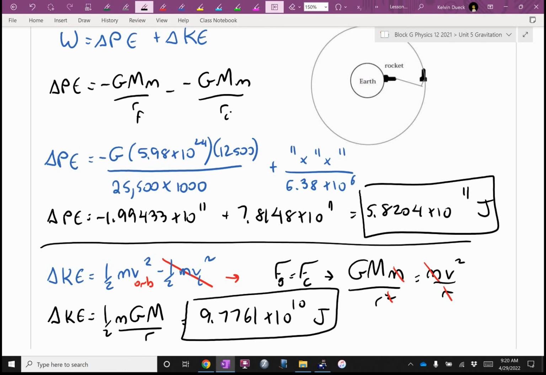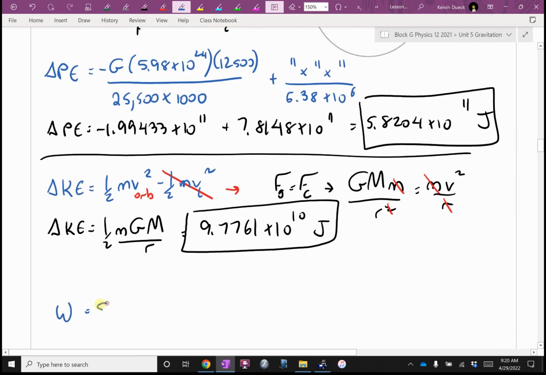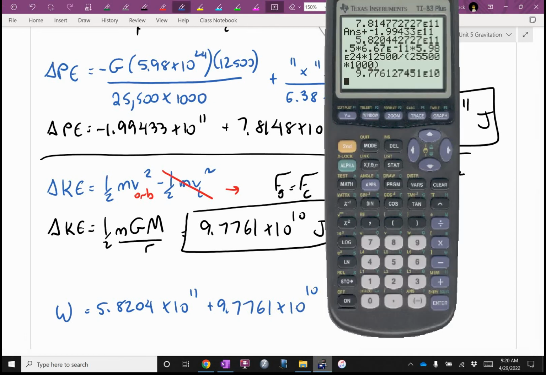Are we done? What did this question want me to find? How do I find the work? More specific here. I think I'm going to add the two boxes. We've come a long way, Zach, from Physics 11, where it was, just write down what they gave you, plug and chug, right? The work is going to be the change of potential, 5.8204 times 10 to the 11th, plus 9.7761 times 10 to the 10th. I can just go plus answer button, thankfully.